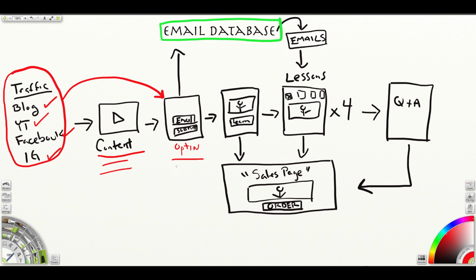This could be for a training, maybe you're offering them a free training. It could be for a specific video that you want to show them. It could be that you're giving them a freebie, like a PDF file. It could be whatever you want. The point is that you're giving them something, and in return, they're giving you their email.